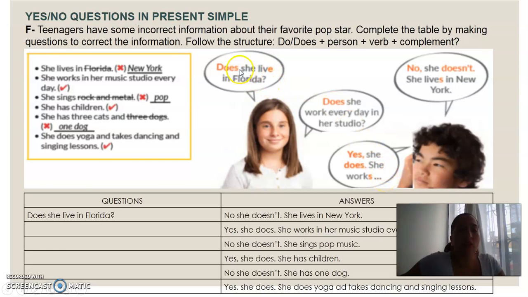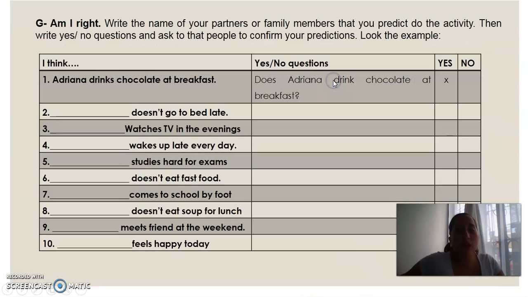The idea is that you have to write here questions, yes, no questions. And you have here the answers. According to these answers, you have to write different yes, no questions. Am I right? Write the name of your partners or family member that you predict do the activity. Then write yes, no questions and ask those people to compare your predictions. Here in this line you have to write the names of your family members. Aquí en estas líneas vas a colocar los nombres de los miembros de tu familia y les vas a hacer unas preguntas yes, no questions.